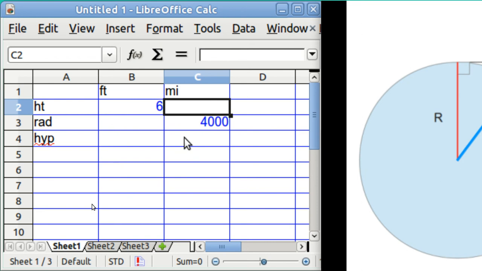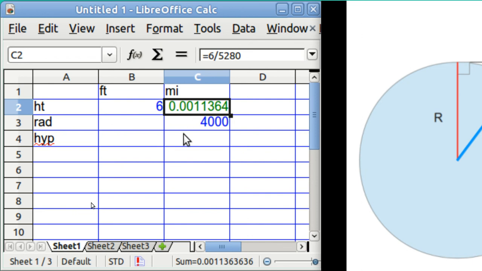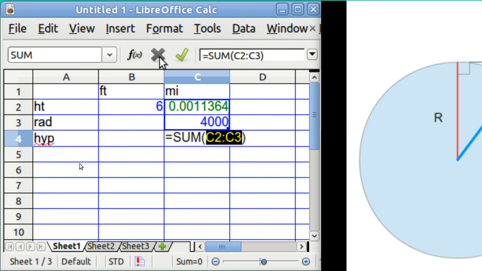Now that 6 feet is not much. Let's convert the 6 feet to miles over here. And I'll put equal 6 divided by 5,280. And that's going to be a very small fraction. And the hypotenuse is just going to be those things added together, the radius plus your height off of the ground. Not much difference.